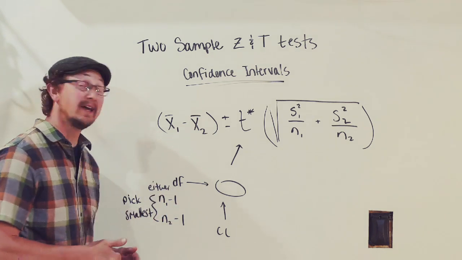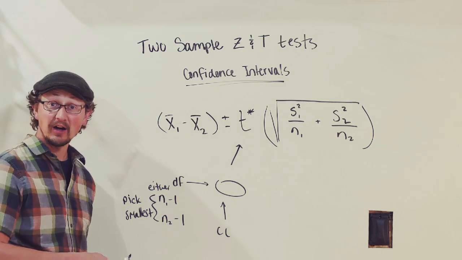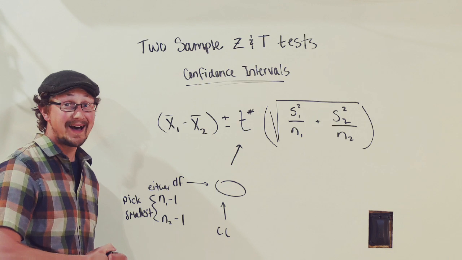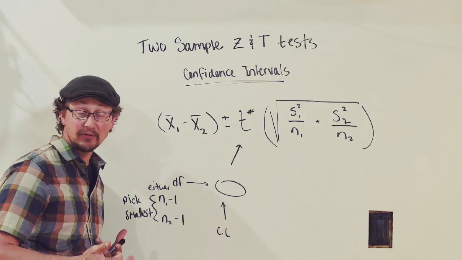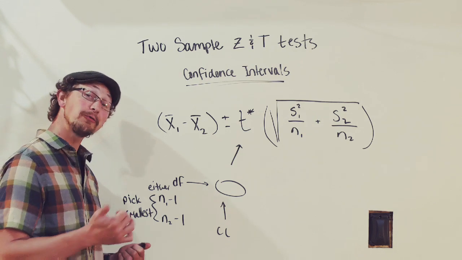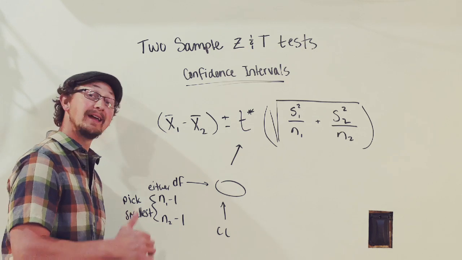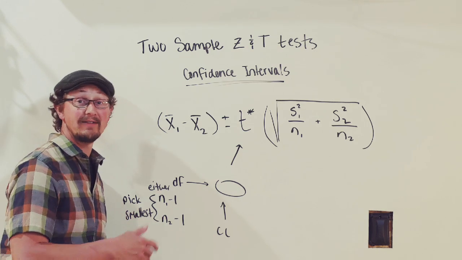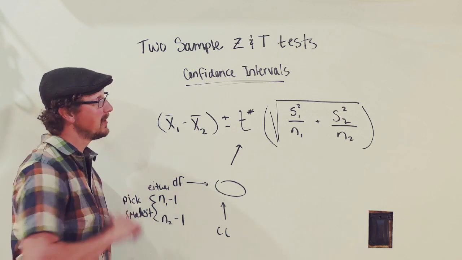So of course, when we get to that step 4, the context piece, we're going to say, I am whatever percent confident that the true difference between the means is, and then you'll have a range of values. So there it is, confidence interval.